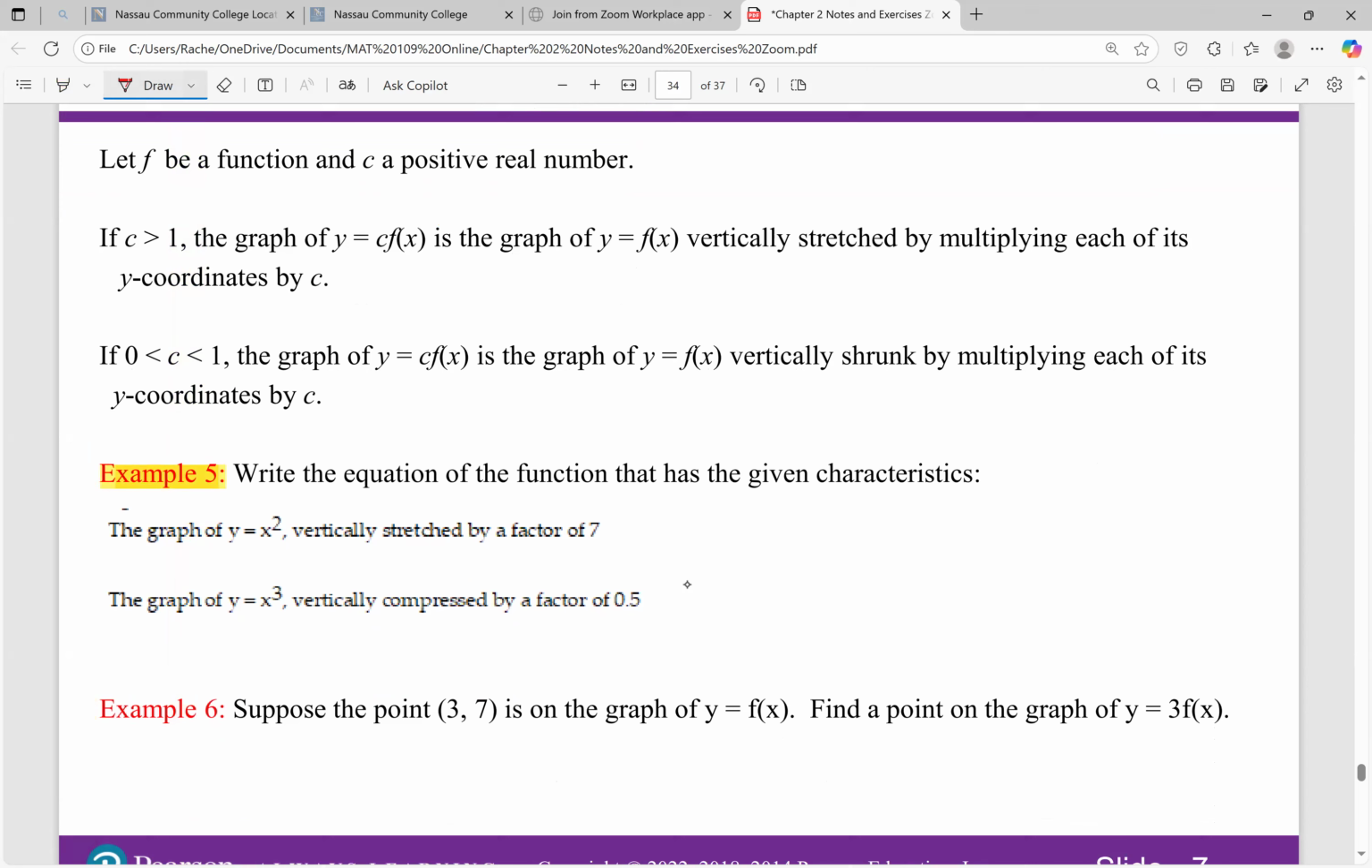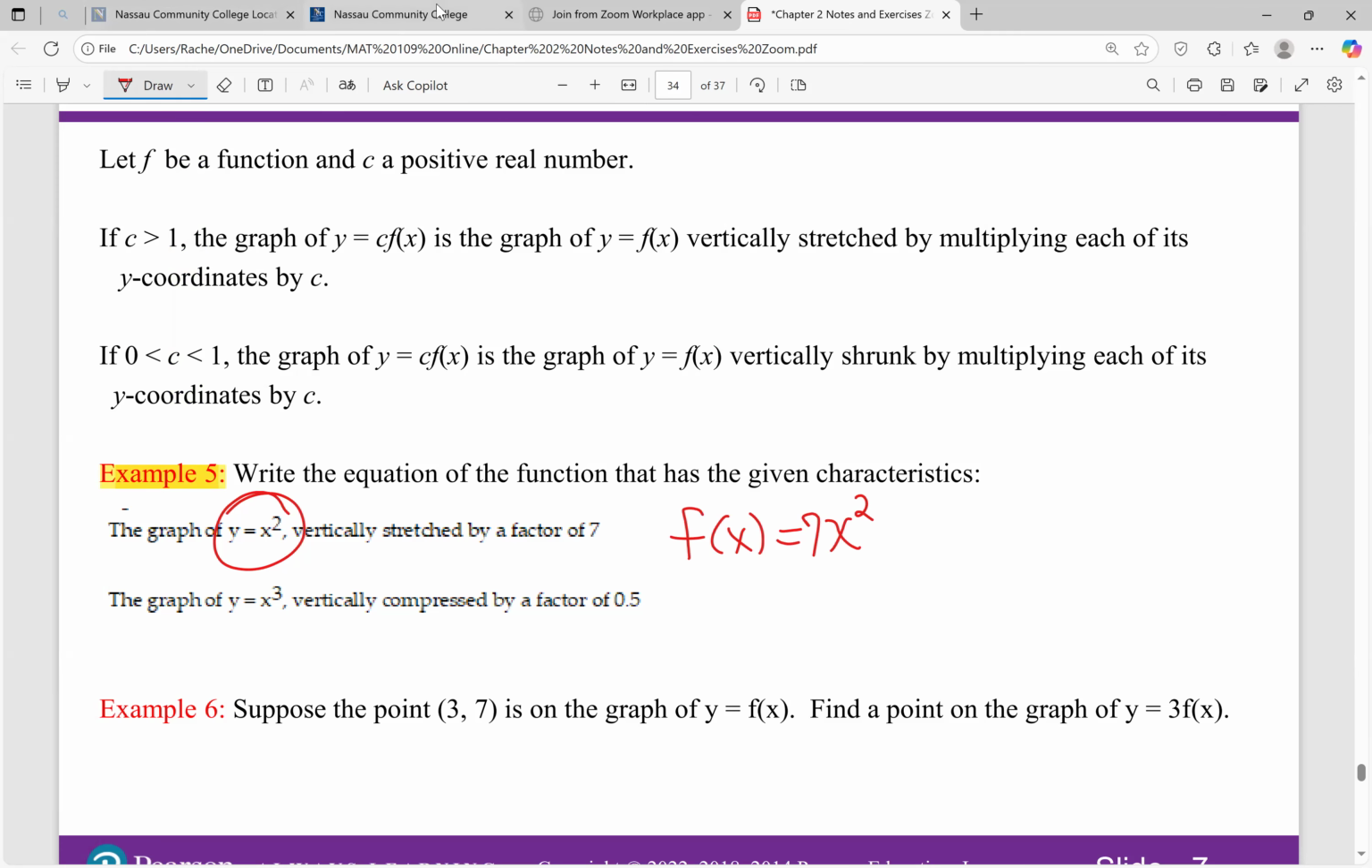Write the equation of the function that has the given characteristics. So if we took our standard quadratic, our square function, y equals x squared, and vertically stretched it by a factor of 7, that means that we're going to multiply the function, which is x squared, by 7. We're going to multiply it by a factor of 7. So the result's going to be 7x squared.